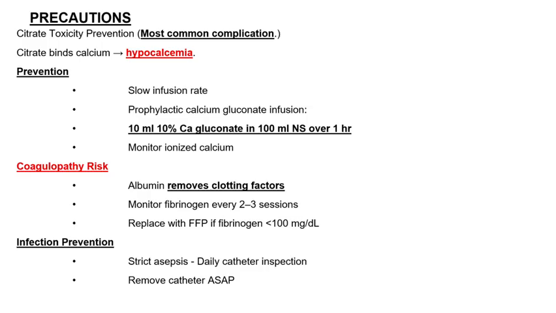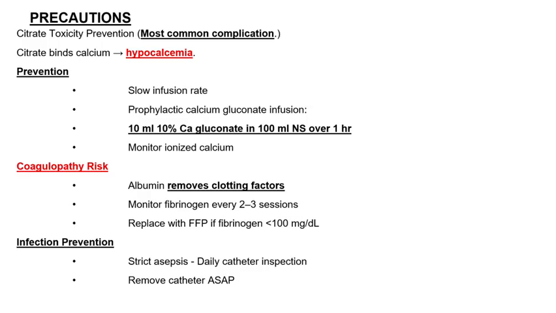So, precautions. Citrate toxicity is the most common complication. Citrate binds to the calcium and leads to hypocalcemia. So, prevention is by initially starting the plasma exchange with a slow infusion rate. Prophylactically, calcium gluconate should be given.